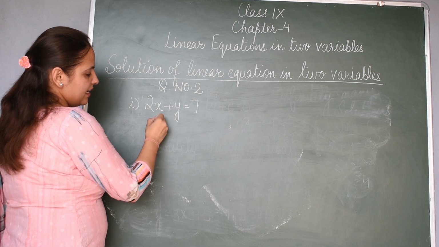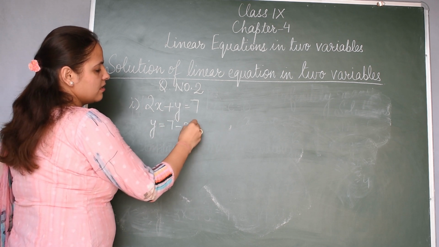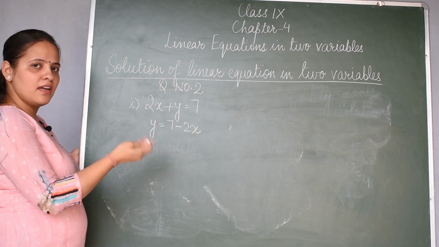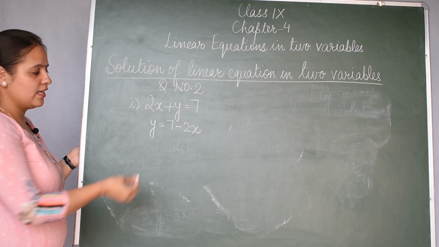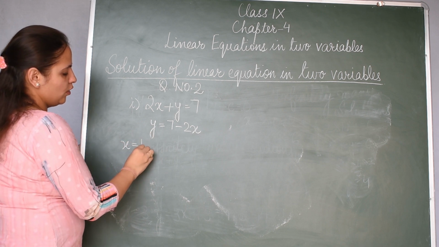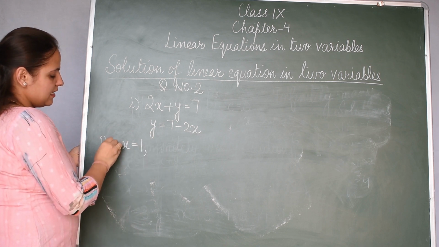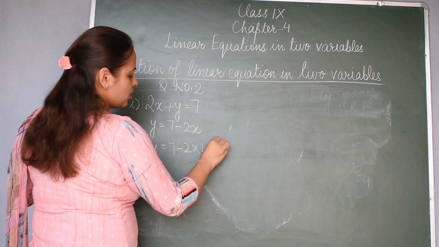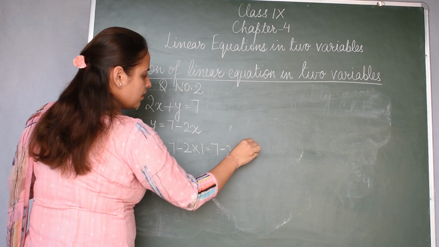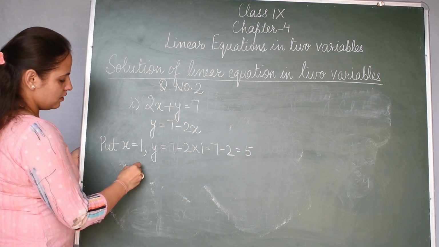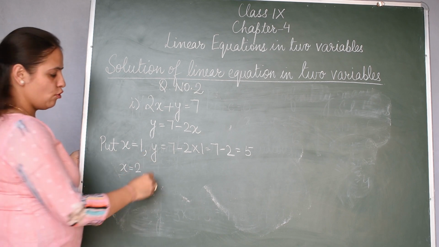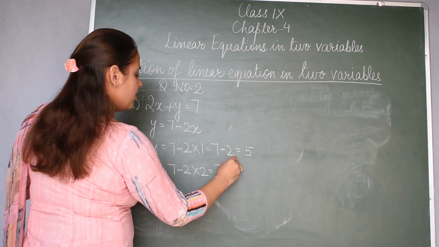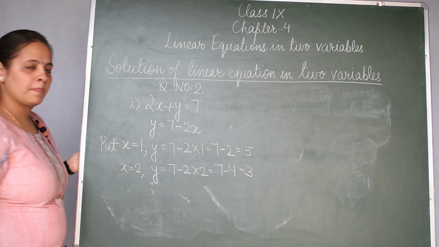So here I can write y is equal to 7 minus 2x, because we need to put the value of x or y, we can get the corresponding x or y. So let's substitute x is equal to 1. If I put x is equal to 1, then y will be equal to 7 minus 2 into 1. So 7 minus 2 is your 5. Let's substitute the value x as 2. So what will I get? y is equal to 7 minus 2 into 2. That means 7 minus 4 is equal to 3.